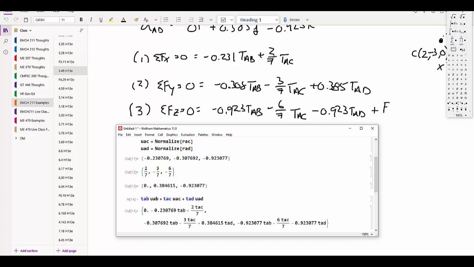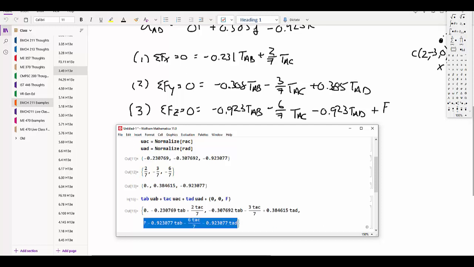I'm actually missing the F, so let me put that in. So 0, I, 0, J, F in the K direction. So now we see the third equation here is actually that equation 3. It has the AB correctly, the AC correctly, and the AD. It is carrying some more decimals, and that's okay for now. I'll just leave it as it is.